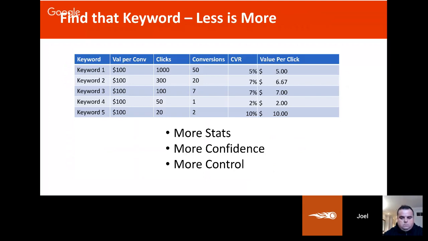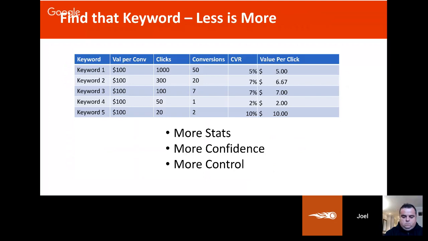Now, if I have 1,000 clicks and 50 conversions, I am very confident that if I keep paying I could pay $5 per click and break even. If a keyword brings me 300 clicks and 20 conversions, I can be fairly confident that I will continue to have a 7% conversion rate, which gives me a $6.67 value per click. However, as I move down the list, I lose confidence.